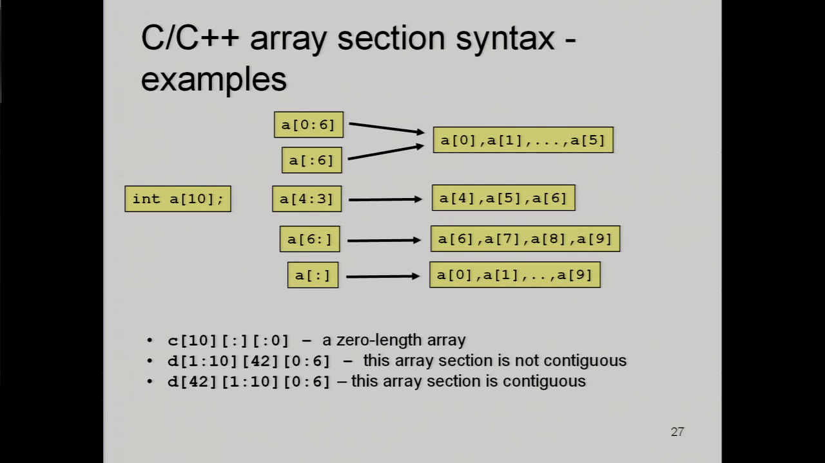Just a very simple example. We have an array A of 10. If we have 0 colon 6, that means 0 to 5. Colon 6 means the same thing, assuming starting from 0. We have 4 colon 3, that means starting from element 4, the fifth element, A4, and the length is 3, so 4 to 6. And 6 colon means 6 to the end. A lone colon means the whole array.